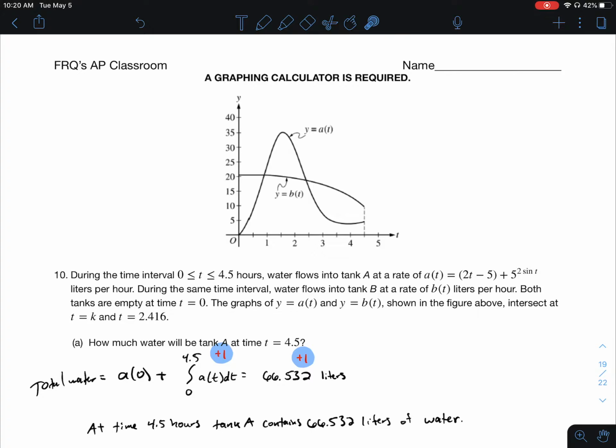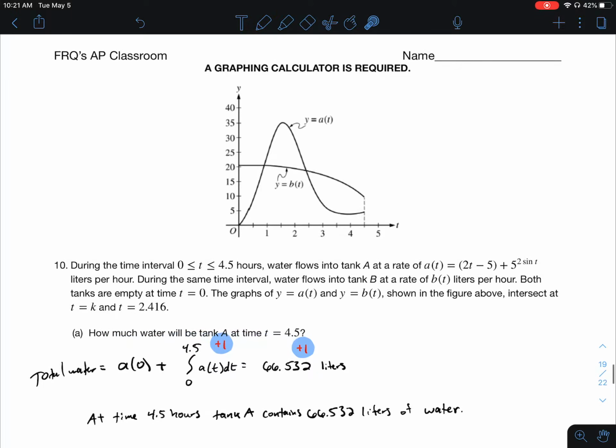During the time interval from 0 to 4.5 inclusive, water flows into tank A at this rate in liters per hour. During the same time interval, water flows into tank B at a rate of B of t liters per hour. Both tanks are empty at the beginning. The graph of y equals A of t and y equals B of t is shown in the figure above. They intersect here at k and here at 2.416. How much water is in tank A at time 4.5 hours?